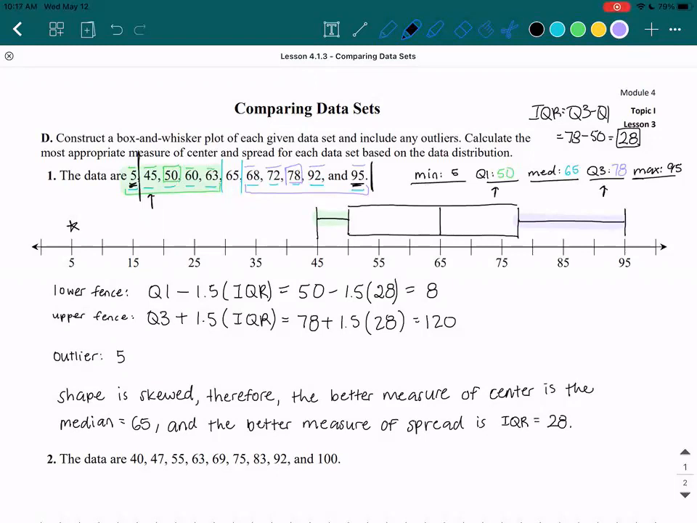All right. Just so you know, if it was symmetric, then you would want the better measure of center to be the mean and the better measure of spread to be the standard deviation, your favorite calculation. All right, let's go on to number 2.